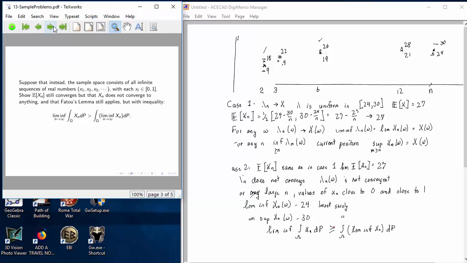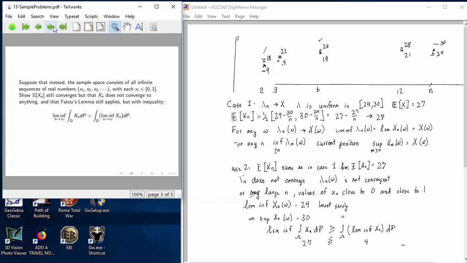Let's look at the left-hand side in this case. The expectation is getting closer and closer and closer to 27. We can say the smallest expectation that's going to show up after n has become very large is 27. On the other hand, if you look at the lim inf of xn, that's going to be 24, and indeed 27 is greater than or equal to 24.